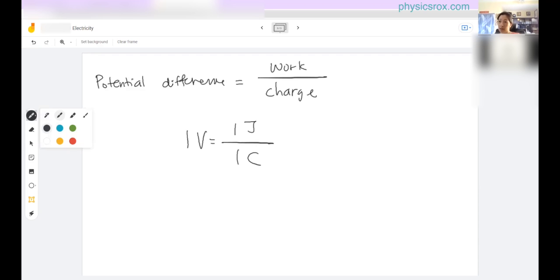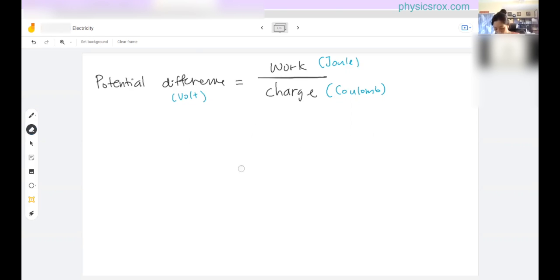Because work is joules, you all know this, right? Work is measured in joules. Charge is coulomb, C. And potential difference, of course, is volts. So if you had to calculate, you use this formula. This is what your book says: 1 volt is 1 joule per 1 coulomb. But don't think of 1, 1, 1, because when you see the numbers, sometimes you don't know where to put them. So you just remember it like this.